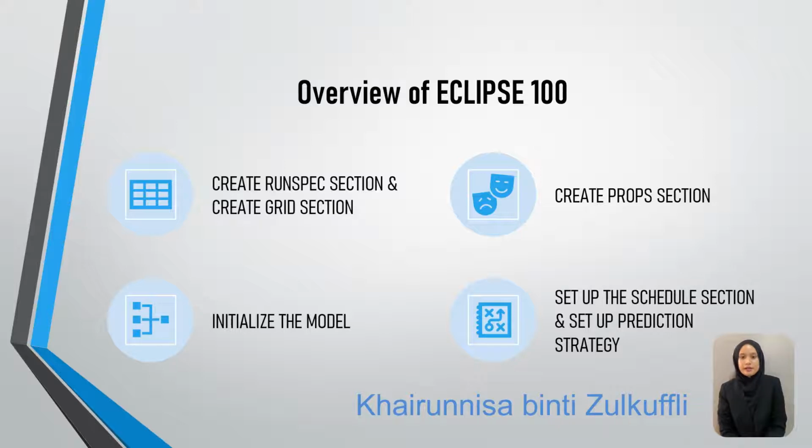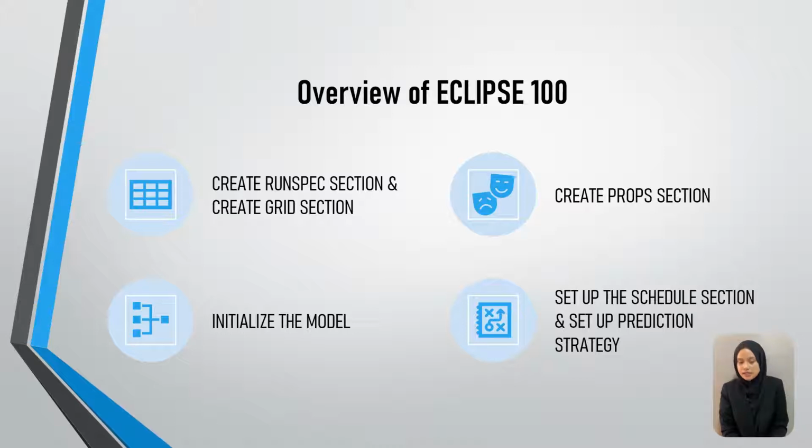Overview for Eclipse 100. The first one is to create the RUNSPEC section and create the GRID section. The next is to create the PROPS section. The third one is to initialize the model. And last but not least, set up the SCHEDULE section and set up the prediction strategy.